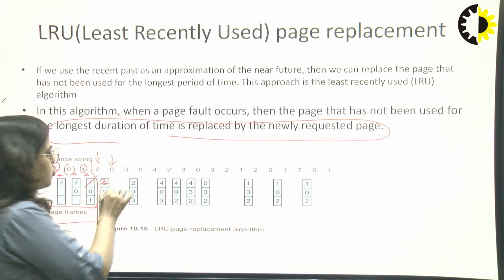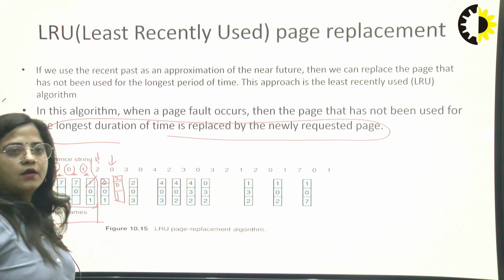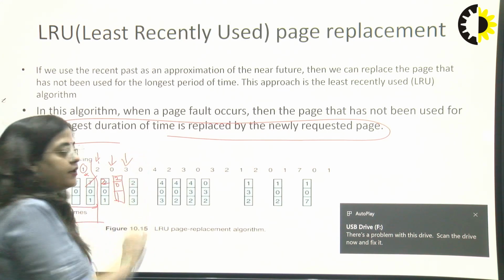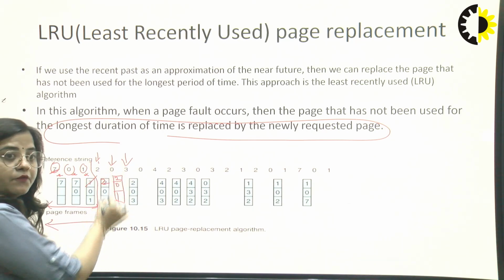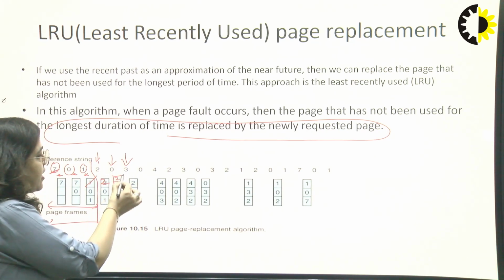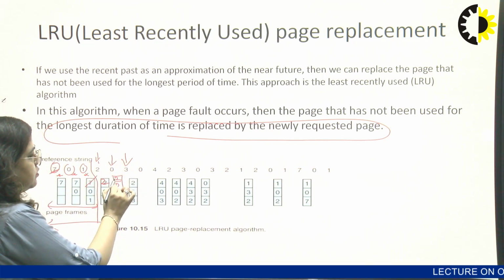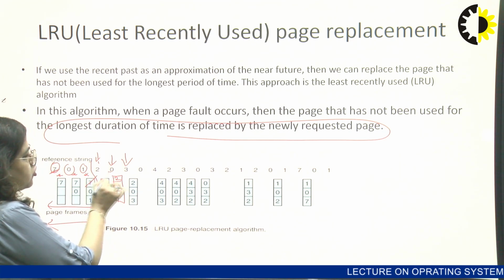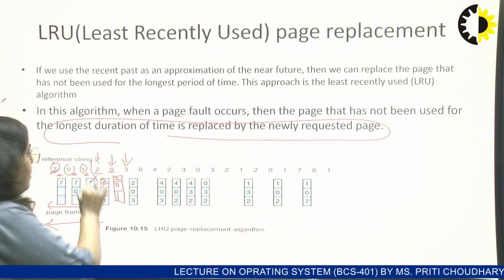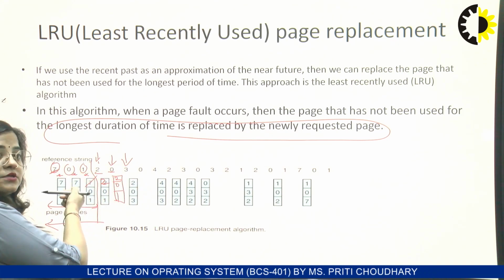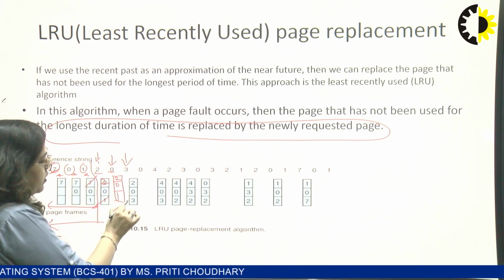Now comes 0. 0 is already here, so this value is just a copy. Now comes the turn of 3. Again we check which of these three numbers is replaced by 3: 2, 0, 1. 0 was just recently used, 2 was also recently used, but 1 was used longest ago, meaning it is the least recently used. So this time 1 is replaced by 3.